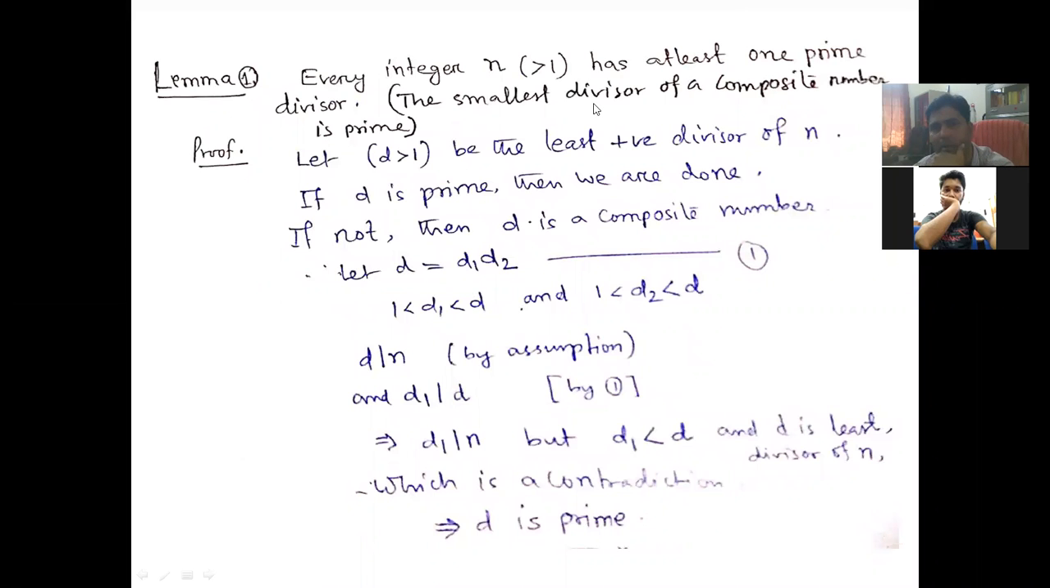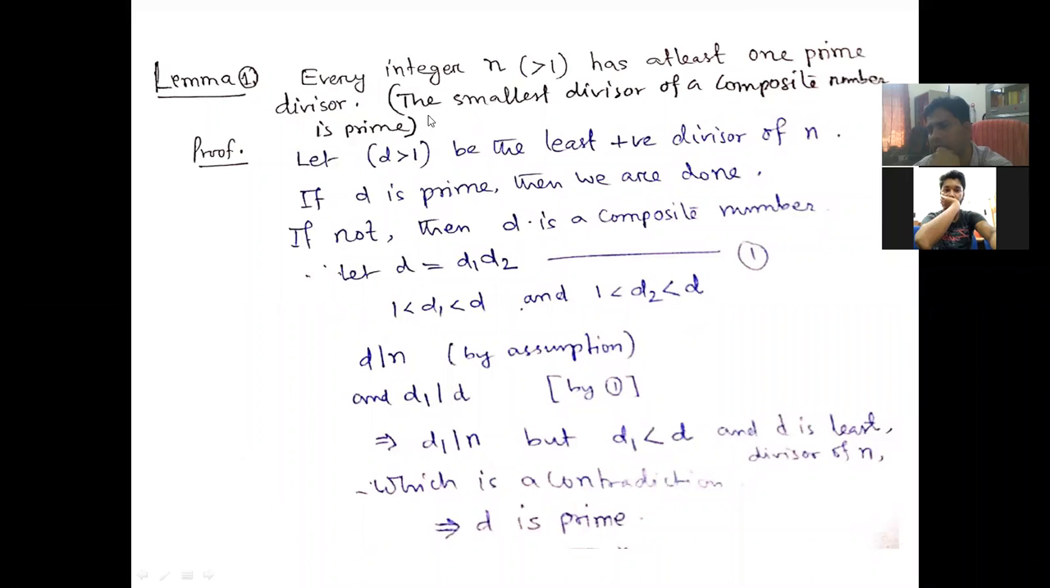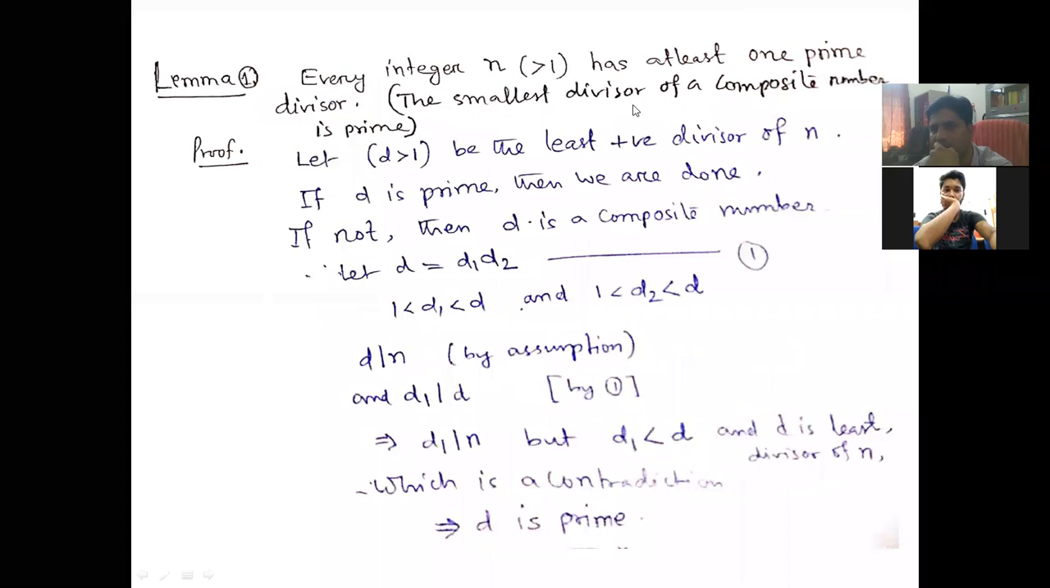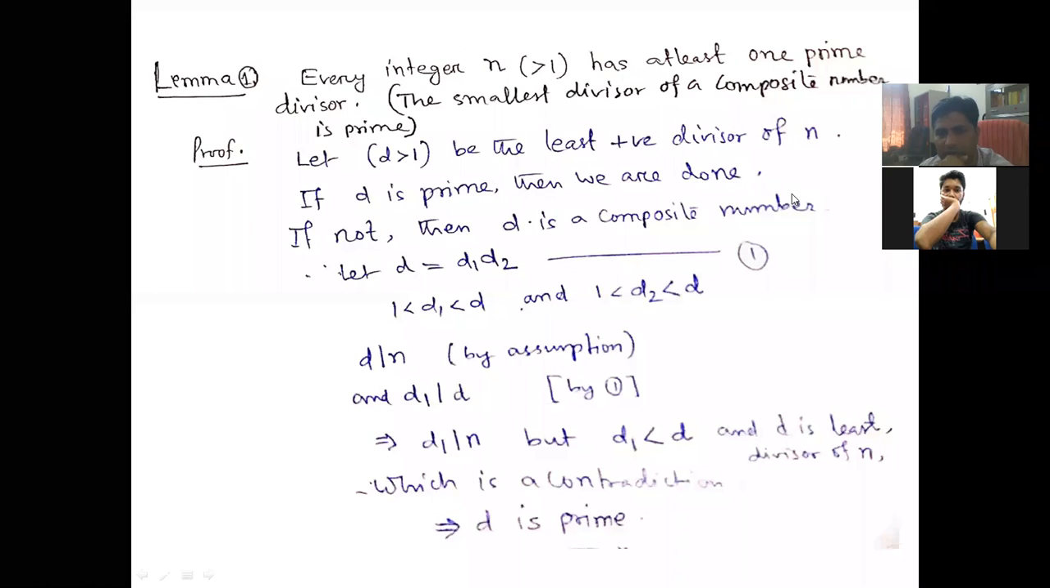Now, lemma 1: every integer n greater than 1 has at least one prime divisor. इसका और भी फॉर्म इसे ऐसे भी कह सकते हैं, the smallest divisor of a composite number is prime. Let d greater than 1 be the least positive divisor of n. If d is prime, then we are done. If not, then d is a composite number. Okay, d prime नहीं है तो d composite number.